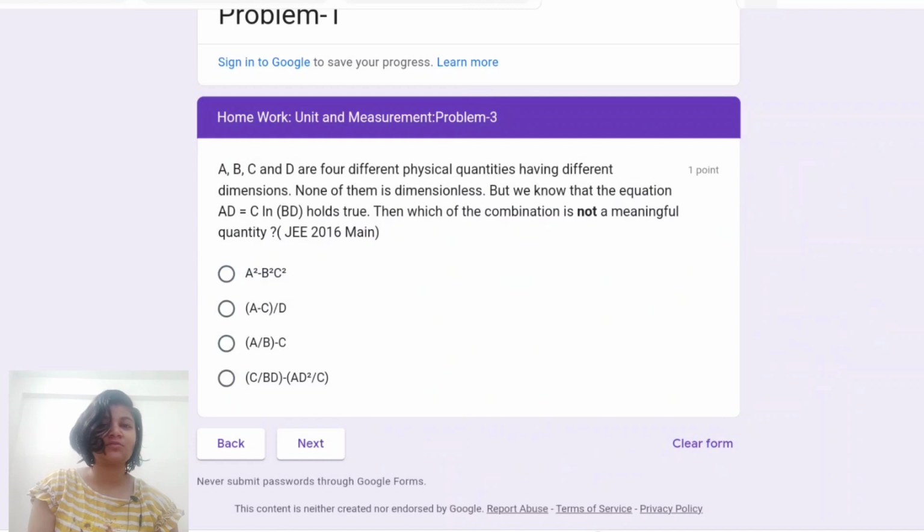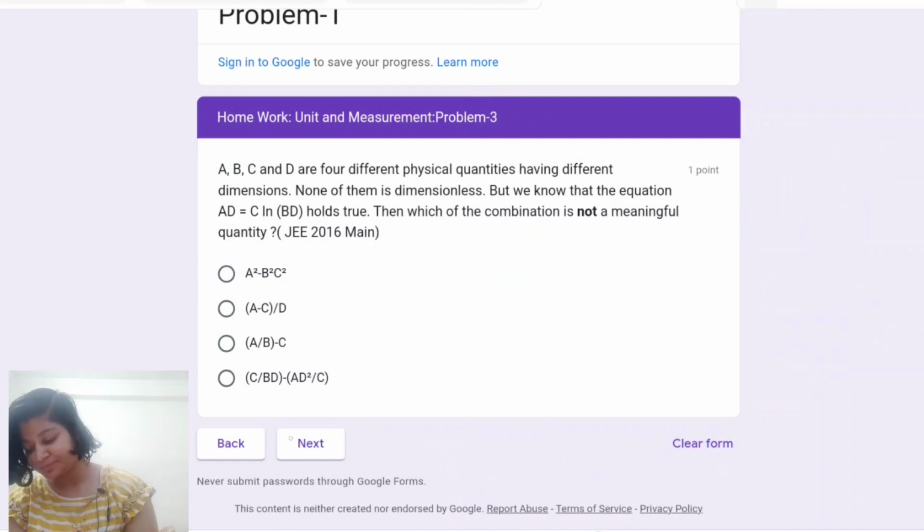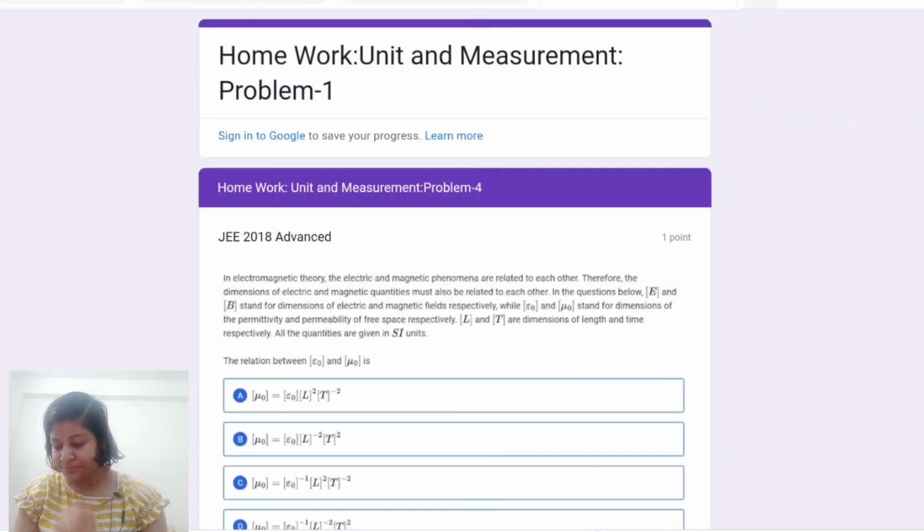These are that type of question where more than one option will be correct. So check out for all the options. Moving on for the next.